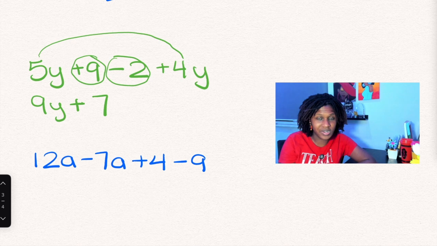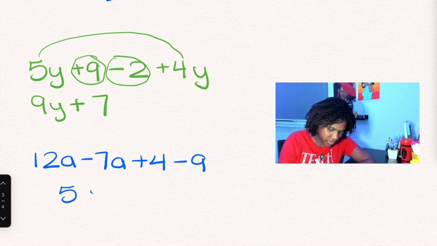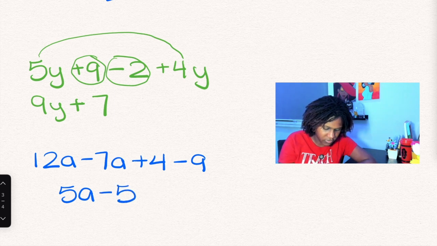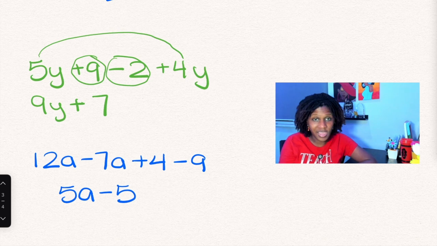And for this last one, your like terms are actually right next to each other, making your life really easy. 12a minus 7a gives us 5a, and a plus 4 minus 9 will give us a minus 5, or a negative 5. And that's it.